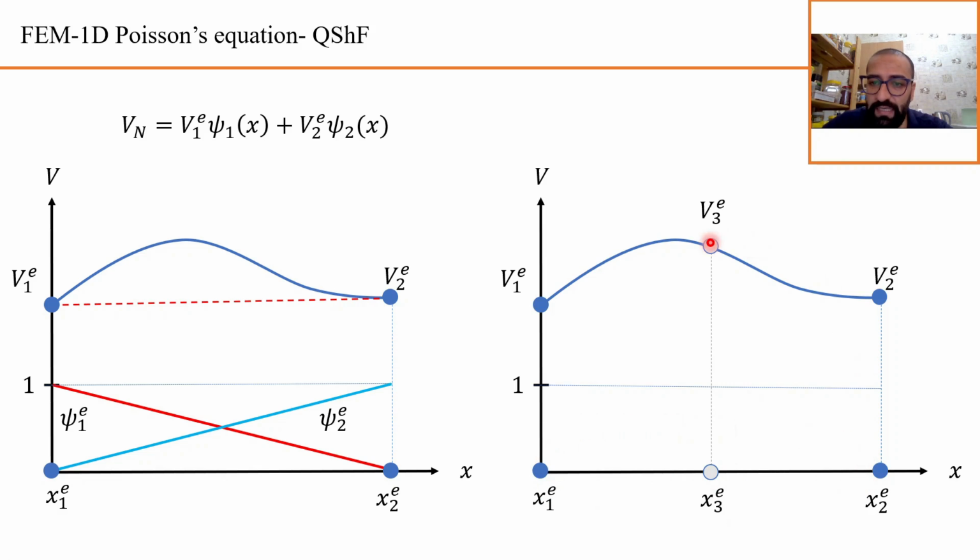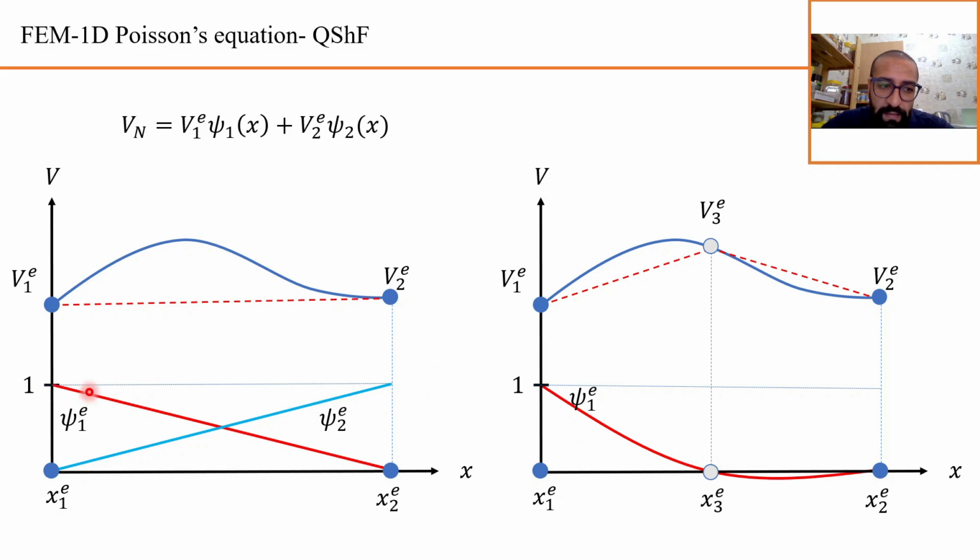In this case we can see that if we somehow find the numerical solution not only at this point and at this point, but also at this point, easily we can see that this numerical solution is a better approximation of, let's say, the exact solution if we compare it with this type of solution. But what about shape functions?